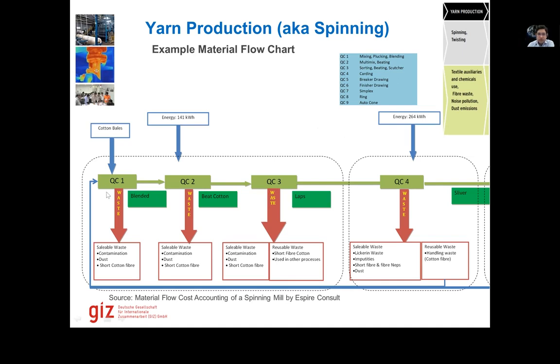So this first process, for example, mixing, plucking, and blending, what we do is that we get cotton in the shape of big bales. So these are very, very big piles of cotton. We open them up and we start to mix them. So this mixing is done on a manual machine usually. And then there are 20 or dozens of workers sitting there to do the plucking.